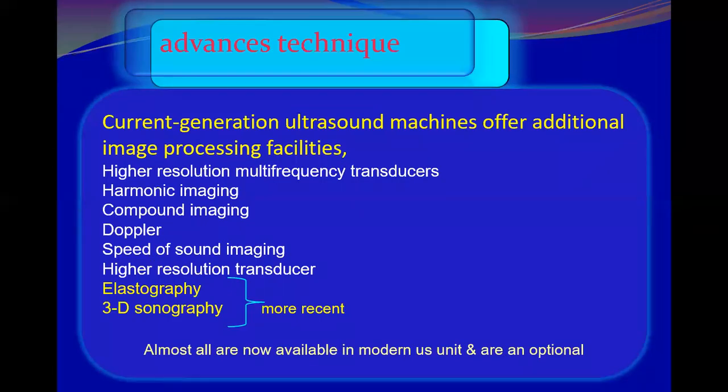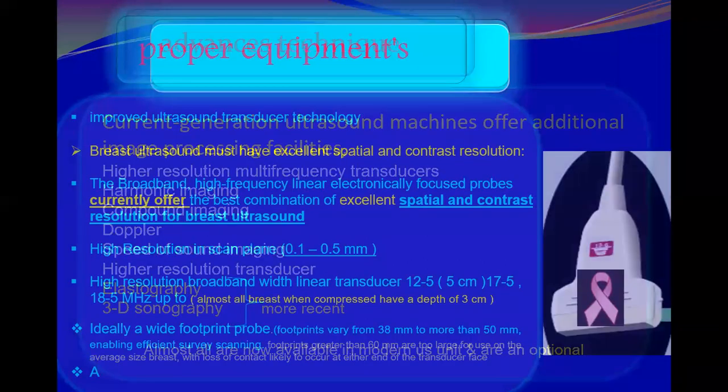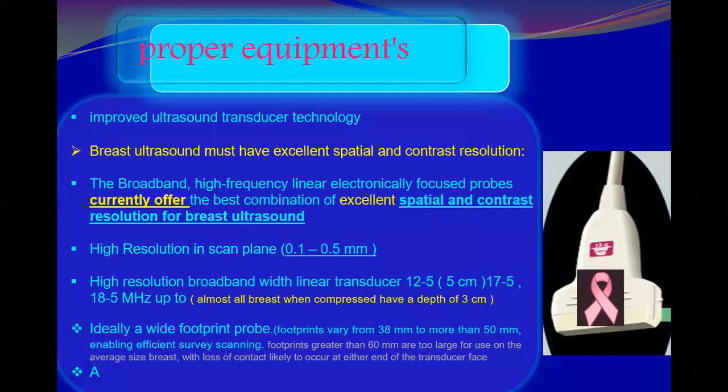And the current generation ultrasound machines offer additional image processing facilities, including higher resolution multi-frequency transducers, harmonic imaging, compound imaging, Doppler, speed of sound imaging, we mentioned the high resolution transducer, elastography, and 3D ultrasound of the breast. These are more recent. Almost all of these technologies are available in modern units and are optional, and we have to make use of them to help in improving the ultrasound image.